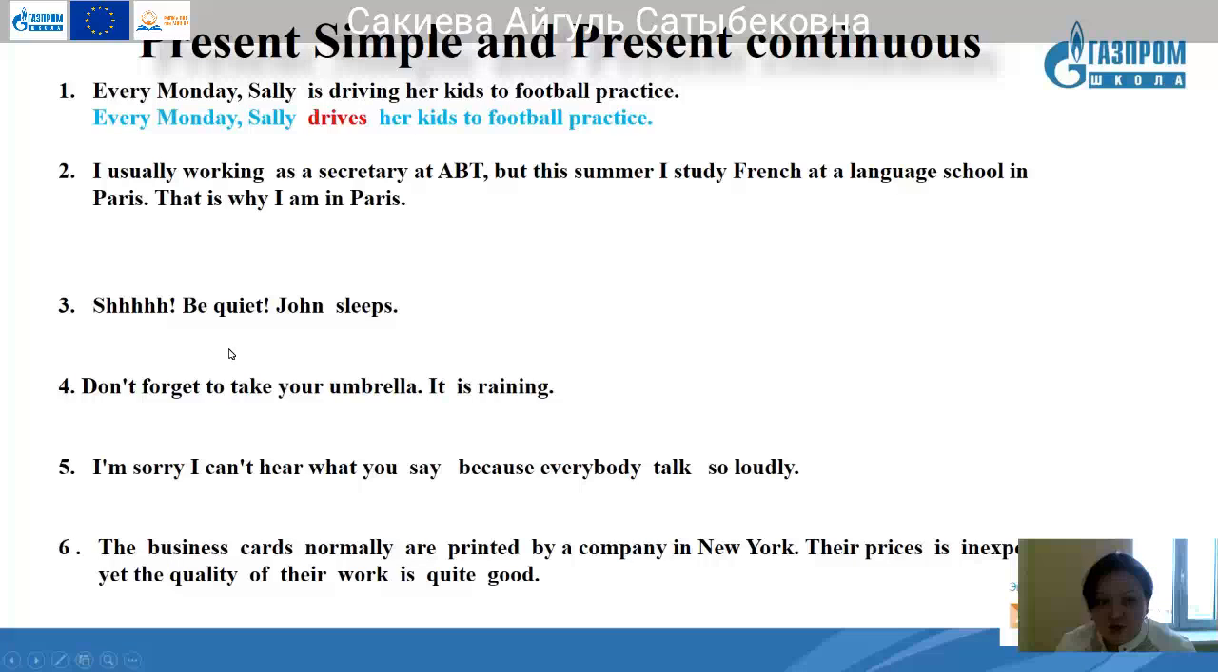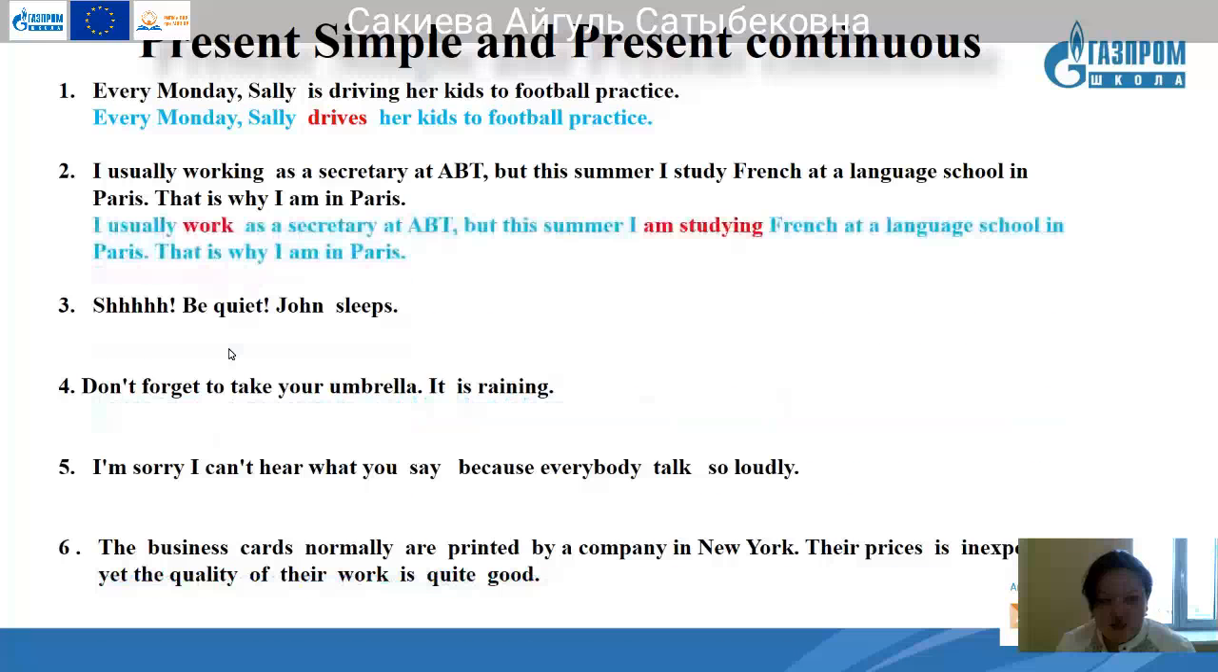Next, I usually working as a secretary at ABT, but this summer I study French at a language school in Paris. That's why I'm in Paris. What is wrong? Yes, I usually work, yes. And here is I am studying, yes. Next. Shh, be quiet, John sleeps. When the action is happening. Yes, the action is in progress and it's happening now. Good job. Next, fourth one.